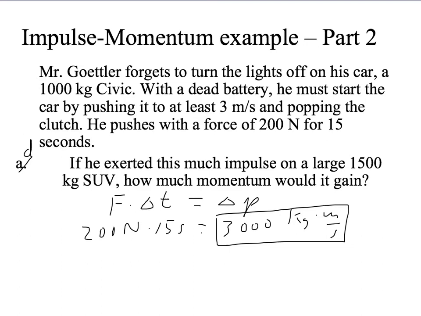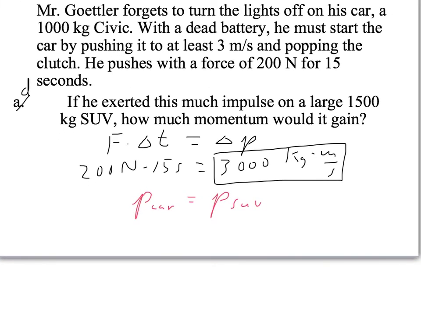This is a good time to talk a little bit about momentum and what it really means. And we'll develop this idea a little bit more in the days to come. But momentum is mass times velocity. So, if we have the momentum of the car, the little Civic, compared to the momentum of this SUV. The momentum of the car is equal to mass times velocity of the car. The momentum of the SUV is mass times velocity of the SUV.